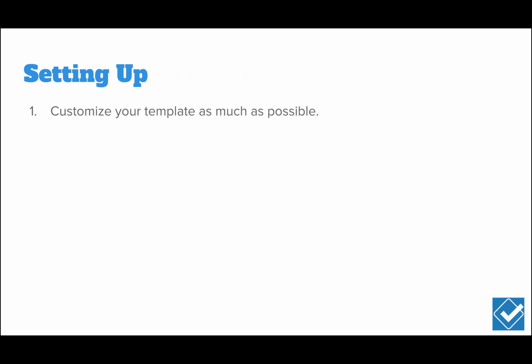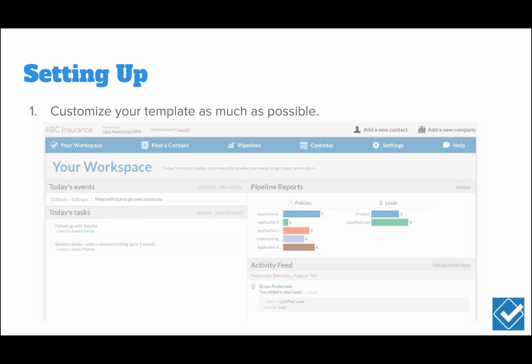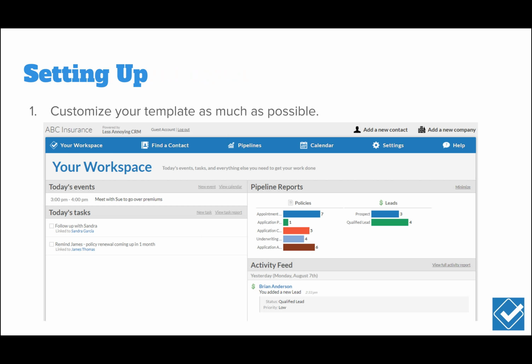So the first essential thing here that we'll be talking about is really the foundation that everything else builds upon. This is making sure your Less Annoying CRM account is customized for your specific insurance agency. We have an insurance template built already with some custom pipelines and fields. And when I'm demoing some of our features during this webinar, I'll be using this template to showcase them. This template is the result of hundreds of conversations with our users in the insurance industry, so we're passing along the best of these ideas along to you.